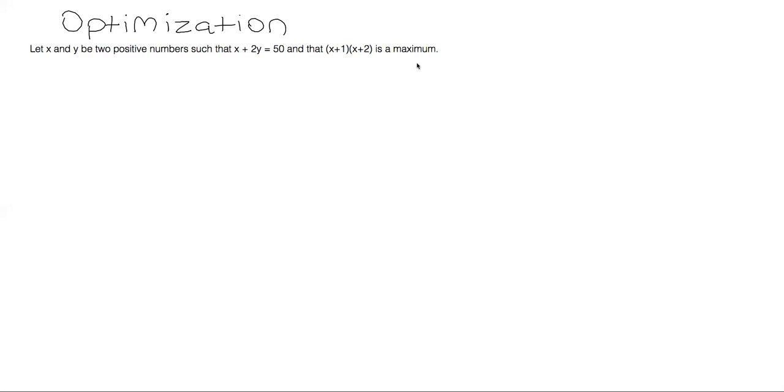And I see a bit of a typo right there. I apologize. This is supposed to be y plus 2, not x plus 2. I will just fix that. This is y plus 2. So let's identify the thing we're trying to optimize first. I think this last part of the question sums it up pretty well. We want to maximize this quantity right here. We want to maximize x plus 1 times y plus 2.